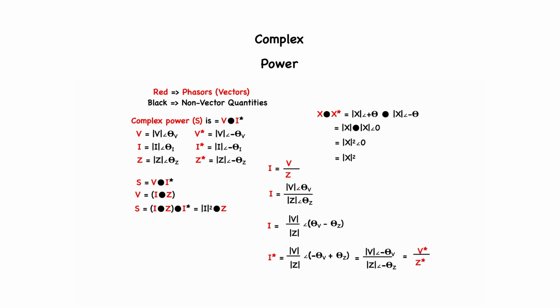And if we go back to our description for S, which is the complex power, V times conjugate I, that's the same as V times conjugate V over conjugate Z, which we just developed, which is V times conjugate V all over Z conjugate, which then would be the magnitude V squared all over conjugate Z.